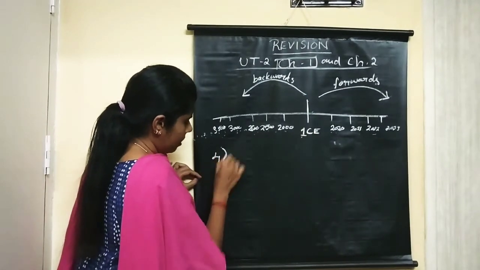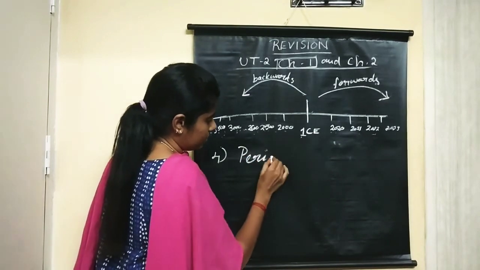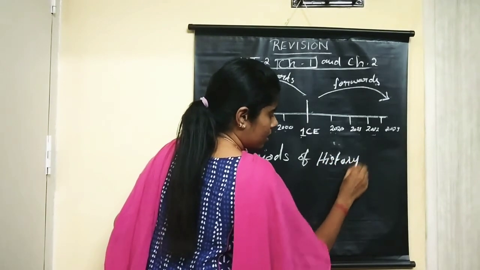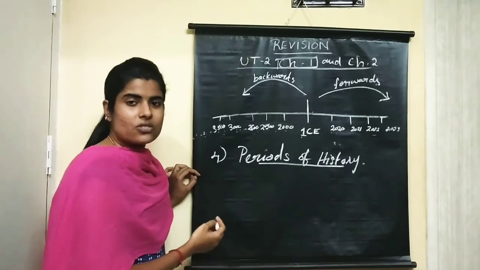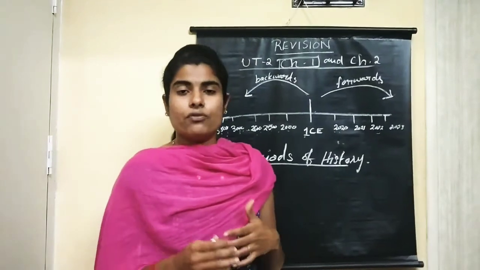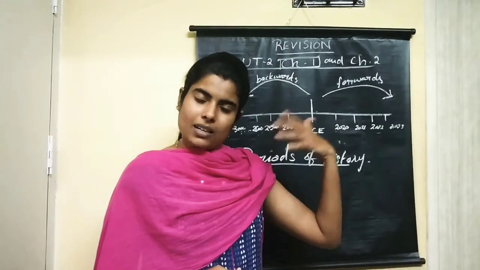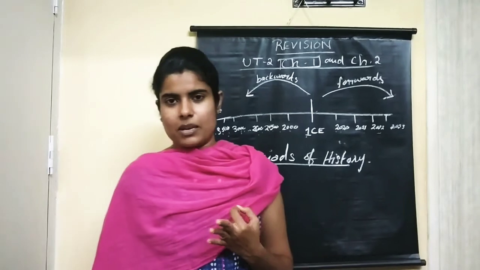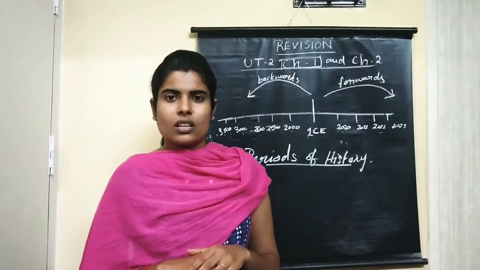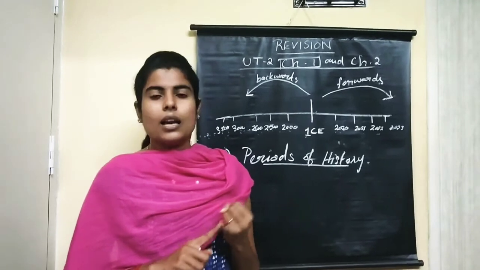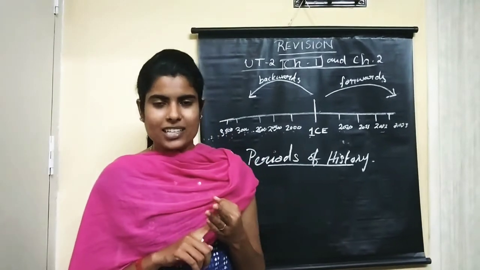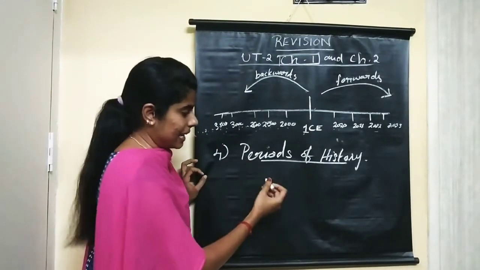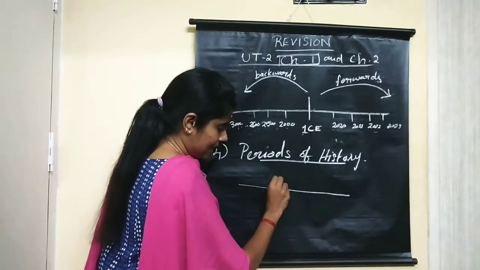And next, periods of history. So we know, as I already said, history is full of events. There is a vast story, a vast time that is in the past. Okay. So we are dividing the history into 3 segments. What are the segments, children? They are ancient period, medieval period and modern period. The history, as it is very large, of vast time, we are dividing into 3 segments.